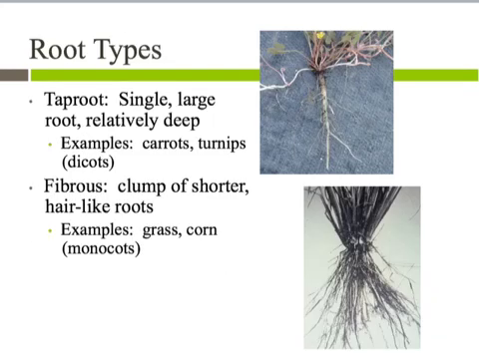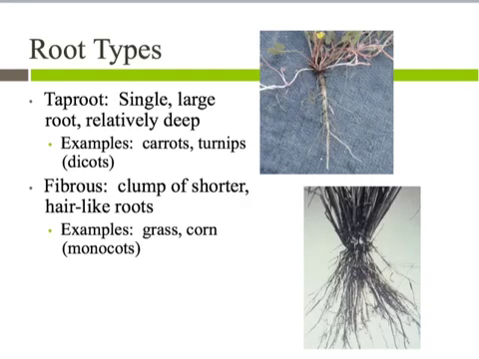Root types. There are two different root types, and we talked about this briefly in part 1 when we looked at the different groups of angiosperms, monocots versus dicots. A taproot is a very big root that is very central, or a single root that's relatively deep in the ground. So some examples would be carrots, turnips. Again, these are associated with dicots.